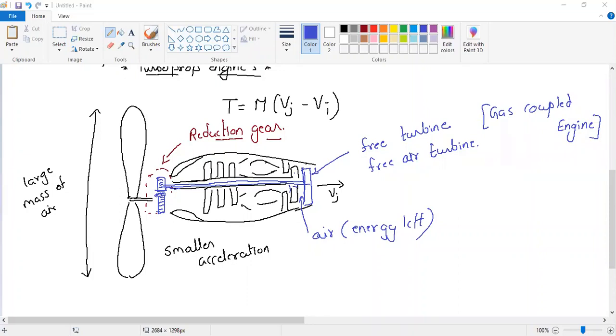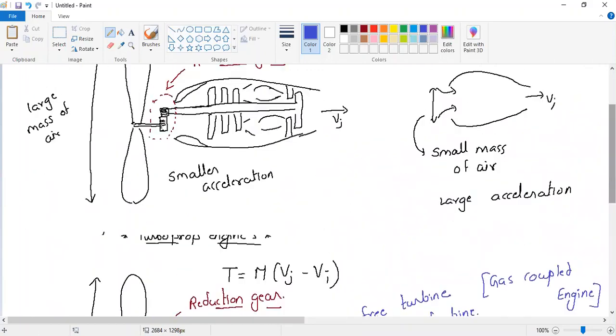Done, no? So I'm believing that you have understood the gas coupled engine. In a gas coupled engine, what happens is there is a free air turbine. Free air turbine is connected to the reduction gear or to the planetary gear mechanism to rotate the propeller. Okay.